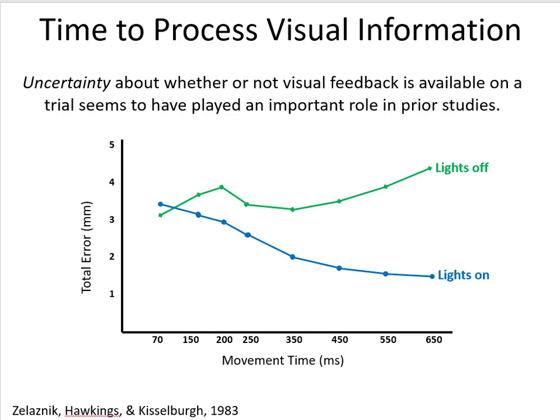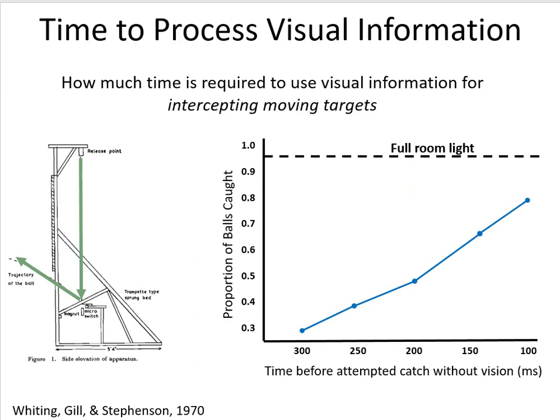And what was really interesting is this different way to look at this problem. So how we looked at it by actually switching the lights on and off, right? So playing around with uncertainty. Another way that you could do it, and this was done by Whiting and colleagues in 1970, where they looked at how much time is required to use visual information for intercepting moving targets, okay? Whereas Howie looked at just making a discrete movement. So this would be akin to grabbing a baseball or something that's thrown at you.